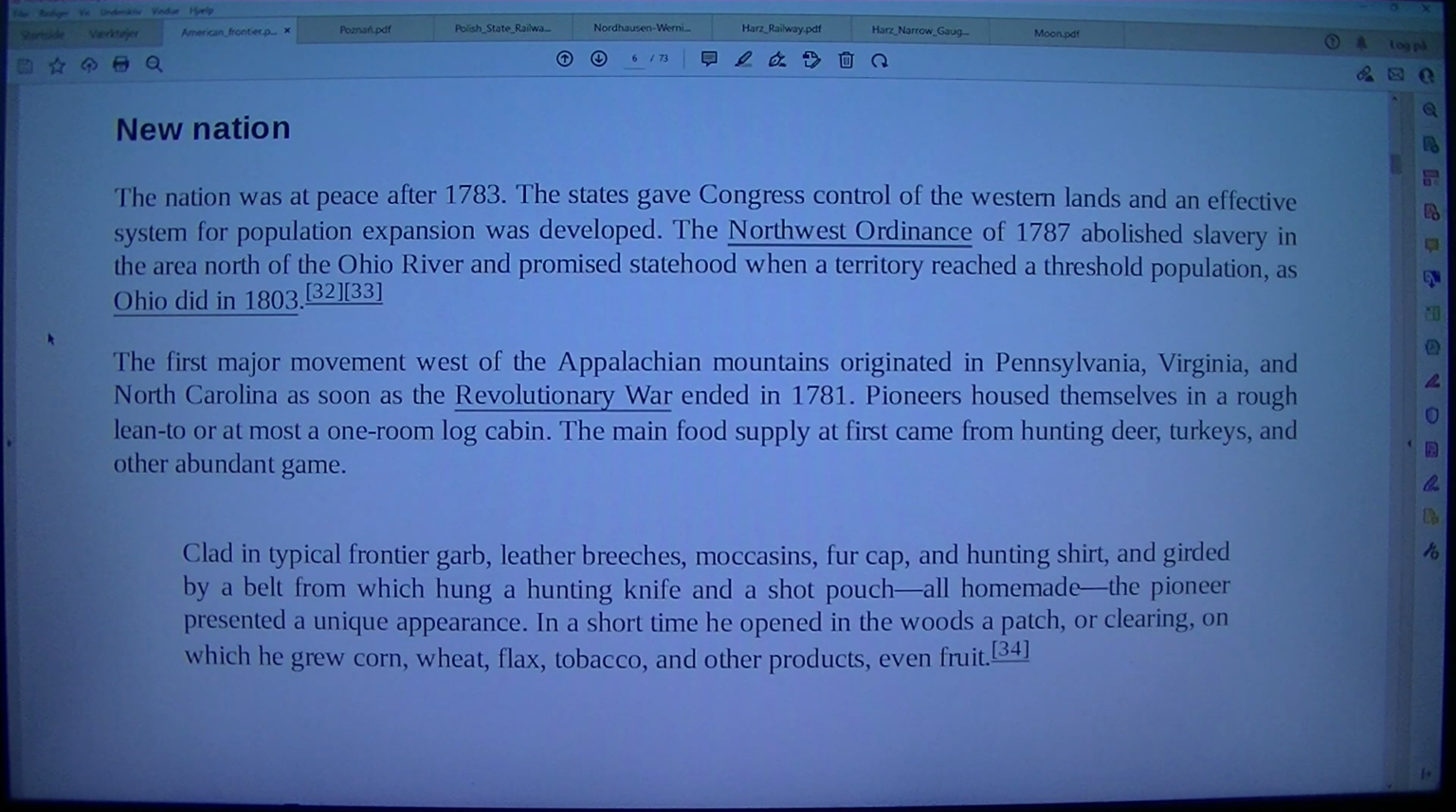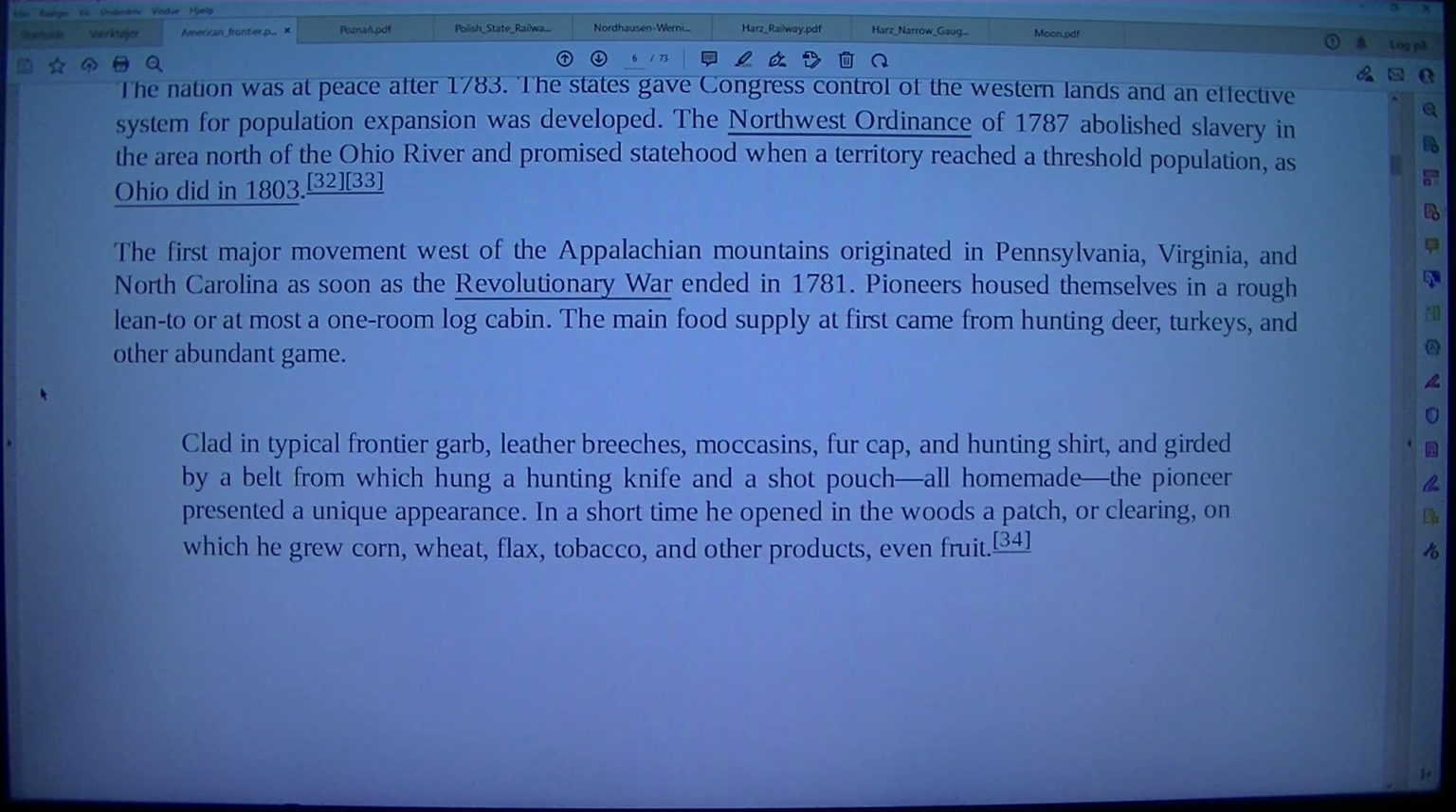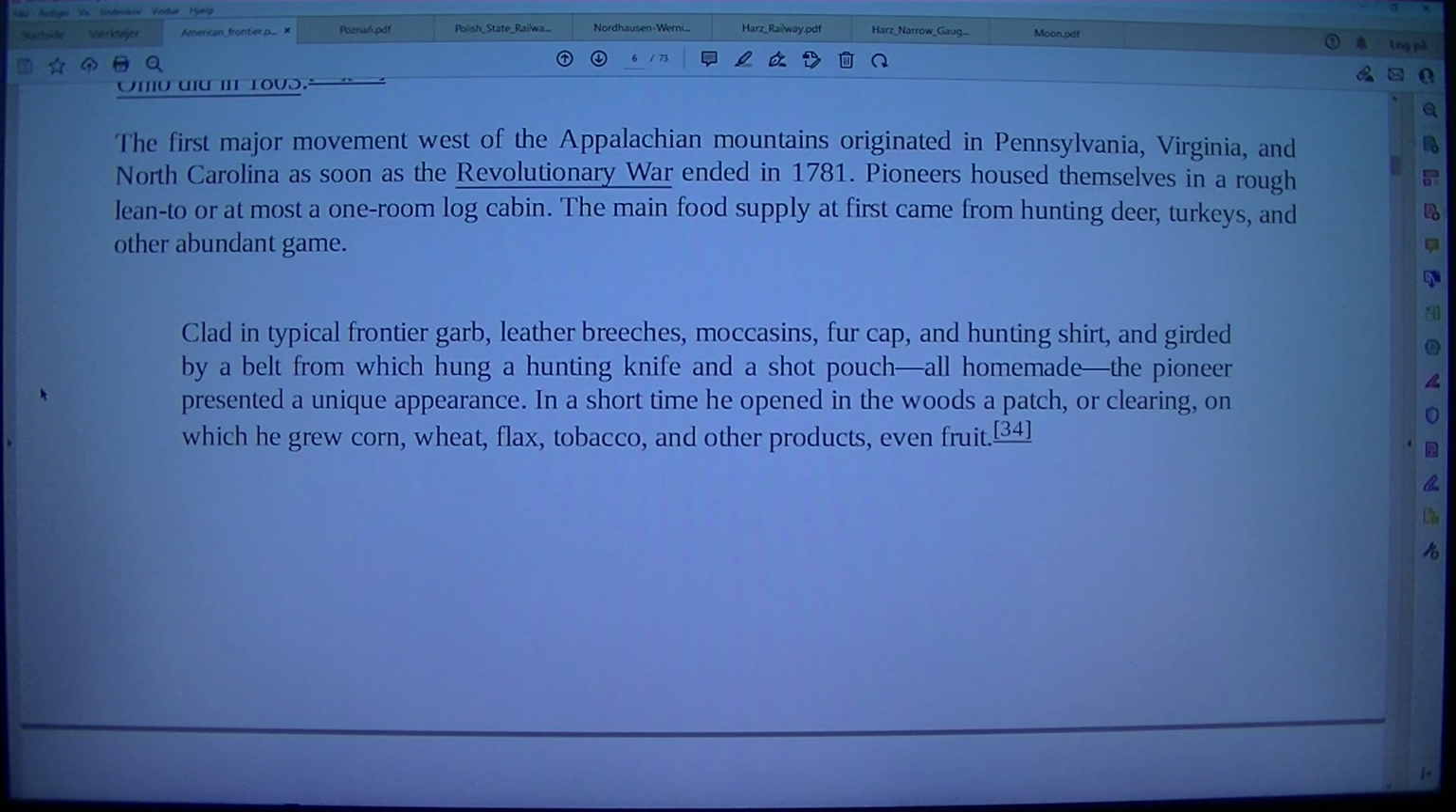The first major movement west of the Appalachian Mountains originated in Pennsylvania, Virginia, and North Carolina as soon as the Revolutionary War ended in 1781. Pioneers housed themselves in a rough lean-to or at most a one-room log cabin. The main food supply at first came from hunting deer, turkeys, and other abundant game. Clad in typical frontier garb, leather breeches, moccasins, fur cap, and hunting shirt, and girded by a belt from which hung a hunting knife and a shot pouch, all homemade, the pioneer presented a unique appearance.